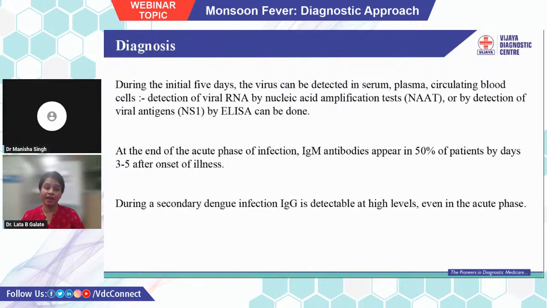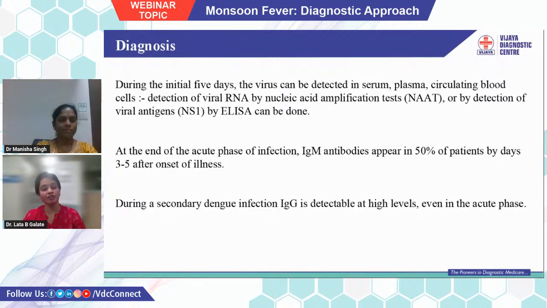During the initial 5 days of dengue fever, there will be a viremic phase wherein one can advise the NAT test, which is nothing but a PCR test, and NS1 antigen detection by ELISA or rapid test. At the end of this acute infection, IgM antibody appears in 50% of patients by 3 to 5 days of the onset. During secondary dengue infection, IgG level will be high in the acute phase itself, and the NS1 antigen and IgM antibody will be detected in the early phases too.